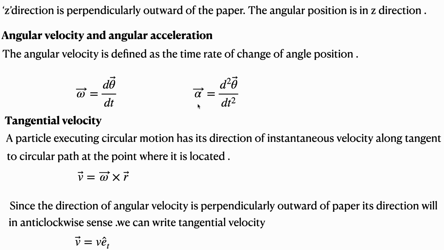Tangential velocity. A particle executing circular motion has its direction of instantaneous velocity along the tangent to the circular path at the point where it is located. So we can write vector v equals vector omega cross vector r. Since the direction of angular velocity is perpendicularly outward of the paper, its direction will be in the anti-clockwise sense. We can write tangential velocity as vector v equals v et cap.